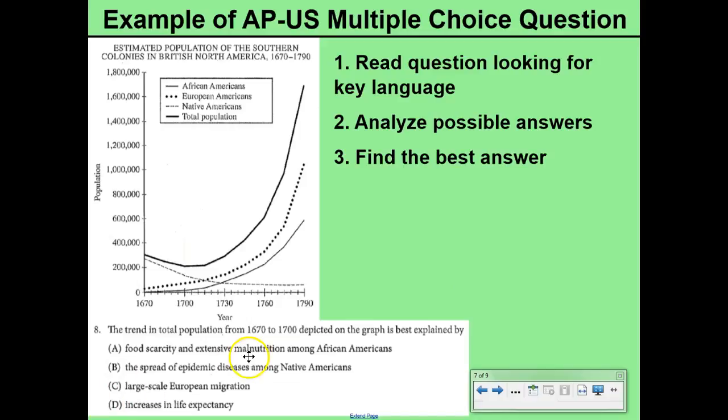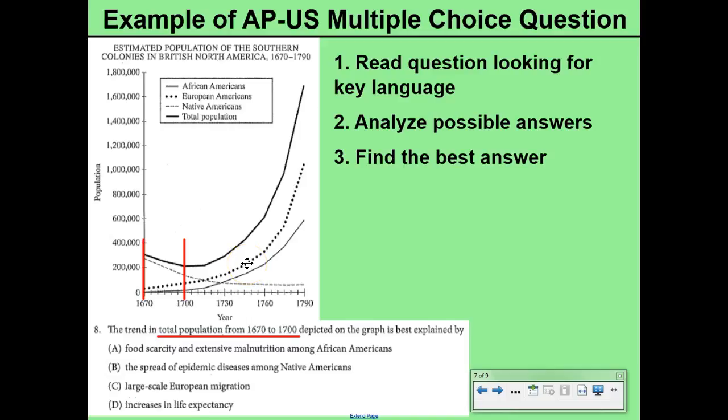What was it? Hopefully what you saw was total population from 1670 to 1700. So as we read the question, the trend in total population from 1670 to 1700 depicted on the graph is best explained by. So as we're going through here, we've got to do some more analysis because it's 1670 to 1700. So 1670 is the start, 1700 is right there. So we're not looking at the whole chart. We're looking at part of it.